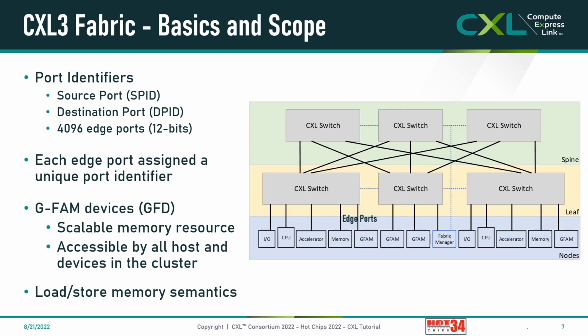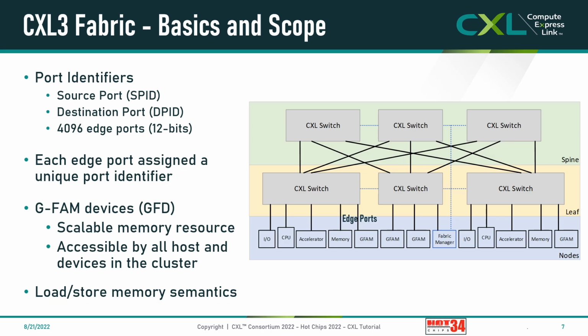This slide presents the foundational concepts for the CXL3 fabric. The diagram shows a system using leaf spine fabric topology with a number of edge ports connected to NIC, CPU, accelerator, memory, and GFAM devices. The most basic concept for CXL3 fabrics is that packets are routed based on port identifiers. The packet source port is identified by a source port ID and a packet's destination port by a destination port ID.